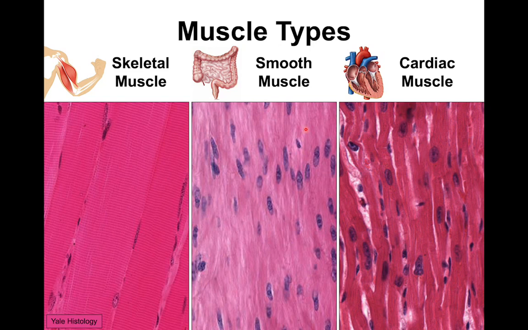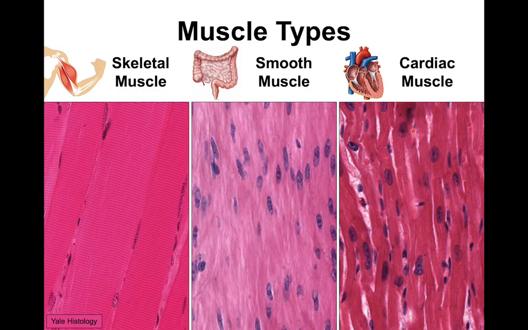The second type of muscles are smooth muscles. They are found in the walls of hollow viscera. Smooth muscles don't have striations. They are non-striated. And they are mononucleated. They contain a single nucleus, and the nucleus is found at the center.